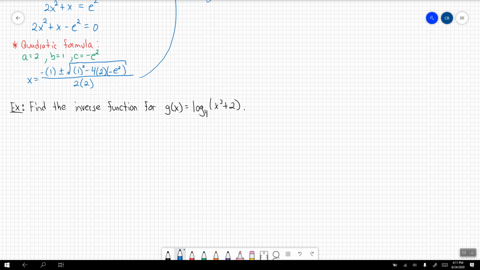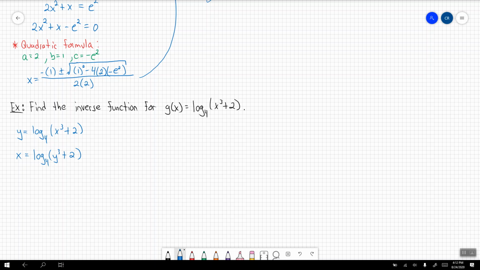So again, going through the process that we saw in the first section of this class, we want to go through and we want to assign y as the variable that we're using here for g of x, and then we keep log base 4 of x cubed plus 2 intact. Then we're going to go ahead and swap or interchange every x with y. So x is equal to log base 4 of y cubed plus 2. And finally, we are going to solve for y.